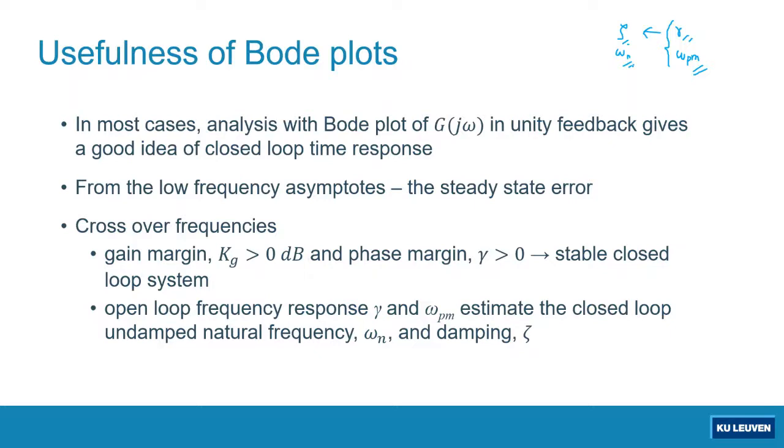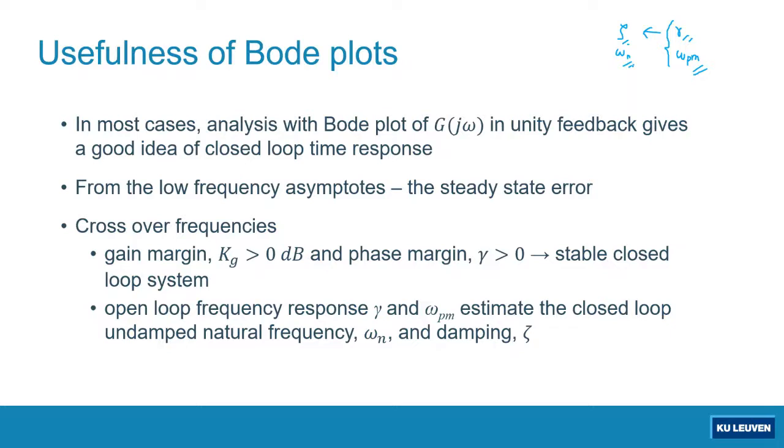The low frequency asymptotes of the magnitude plot in our Bode diagrams will tell us the idea of the steady state error. This is something that we just discussed, because steady state error can be inferred from the associated static error constants. So once we know the static error constant, we should be able to estimate the steady state error, right?